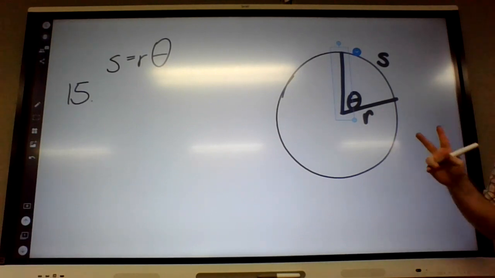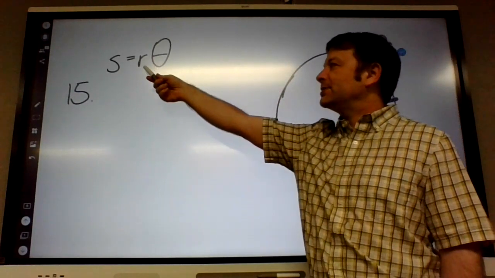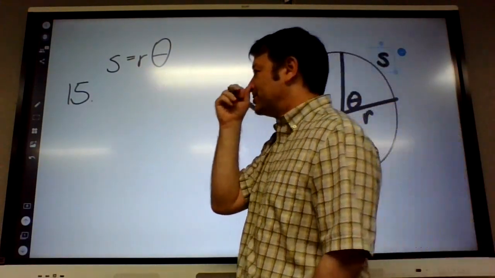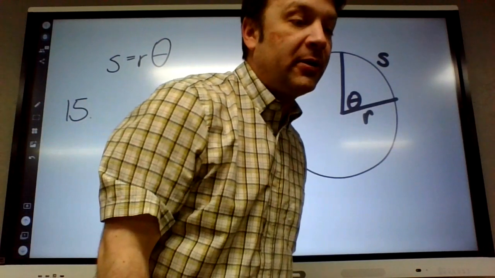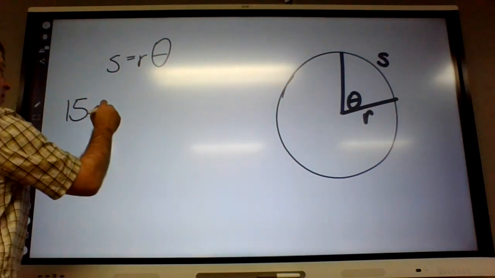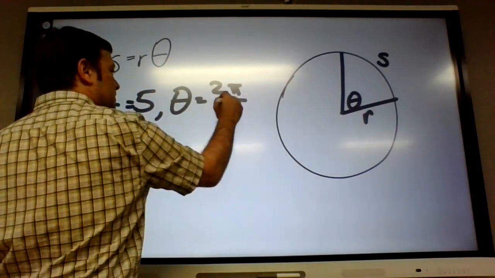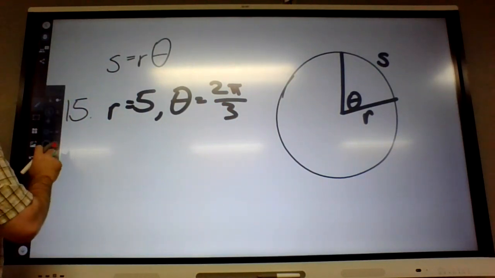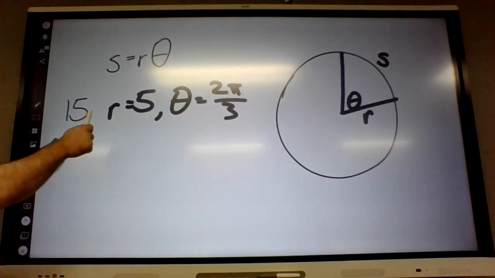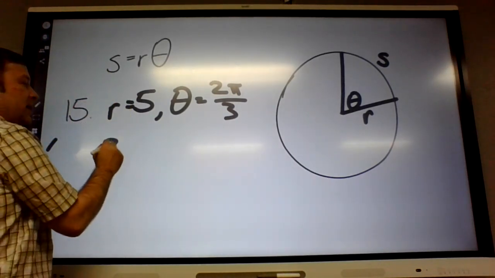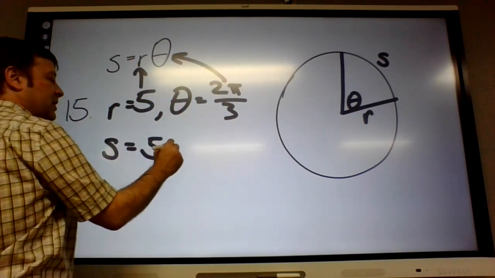If you're using radians, that works. If you're using degrees, the formula is a little more complicated. But this times this equals that. That's what they told us in the directions. We're not really using this picture, we're just doing algebra mostly. So on 15, they just tell us that r equals 5 and theta equals 2 pi over 3. It's going to be messed up now, nothing I can really do about it. So all we have to do is find the missing variable. S equals R is 5, theta is 2 pi over 3, so 5 times 2 pi over 3.